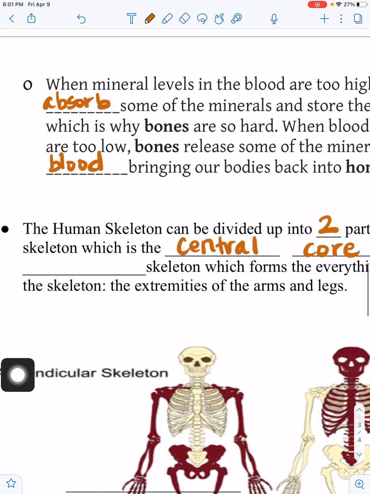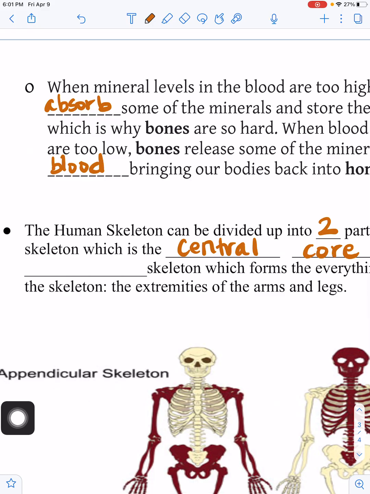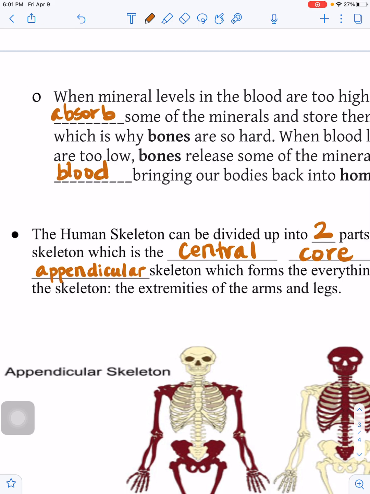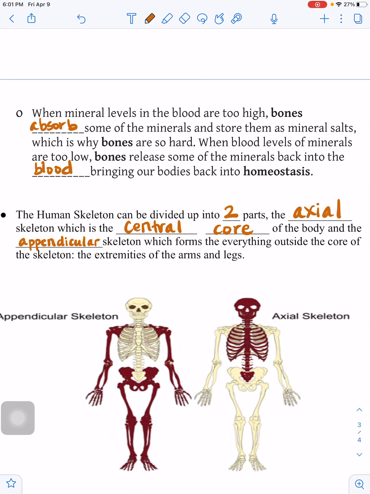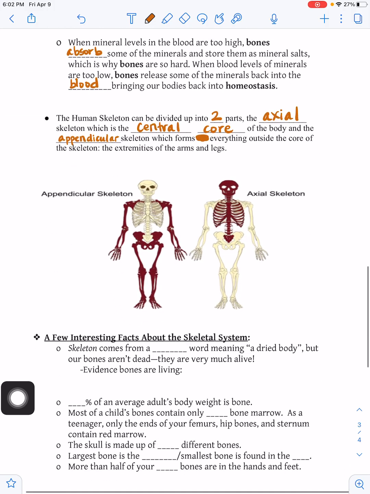It's our central core of the body. And the, are you ready to spell it? Appendicular, which is spelled below too. A-P-P-E-N-D-I-C-U-L-A-R. The appendicular skeleton, which forms, oh, I have a typo, just mark that, the appendicular skeleton forms everything outside the core of the skeleton. The extremities, which would be your arms and legs, and your hips. Okay, your shoulders, arms, hips, legs, fingers, toes. That's your appendicular. Axial, appendicular.